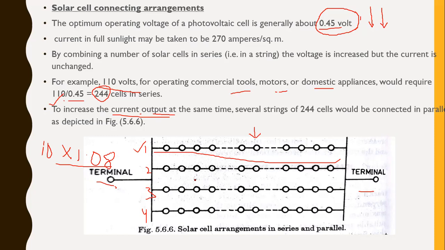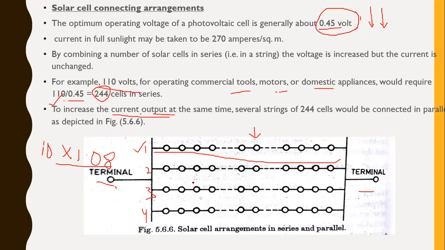Okay, a short circuit in a cell is not disabling the string. So although there will be a slight drop in voltage, there will not be any drop in voltage to a high level.